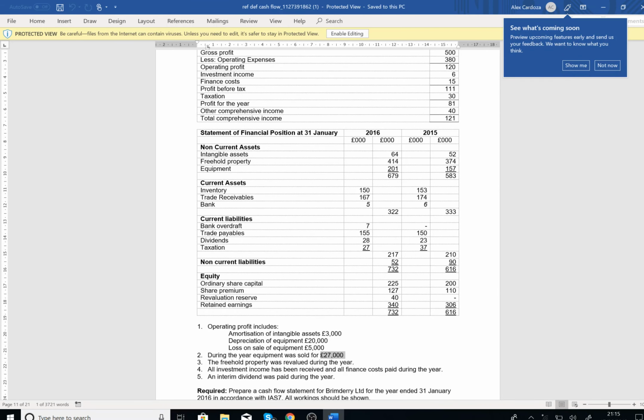Okay, so the loss on the sale of equipment. If you made a loss, you sold your equipment for 27,000 and made a loss on it, which means you sold it for 5,000 less than it was worth. So it must have been 5,000 pounds more expensive. When you make a loss, you take that loss and add it to what you sold it for. If it was a gain, you would deduct it. So you take that loss and add it to the 27,000.